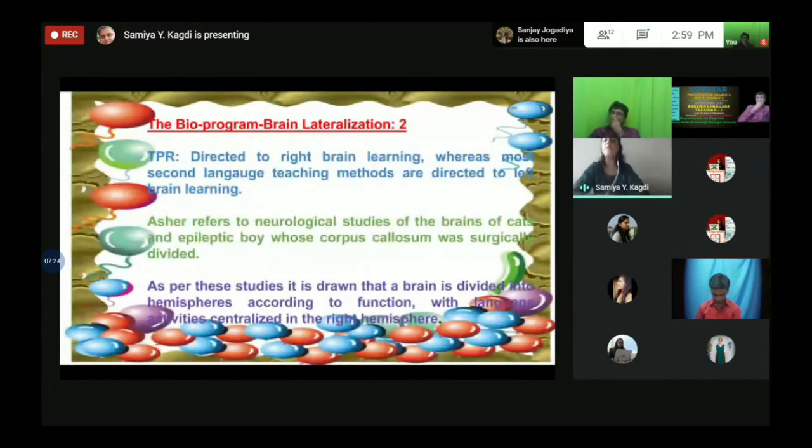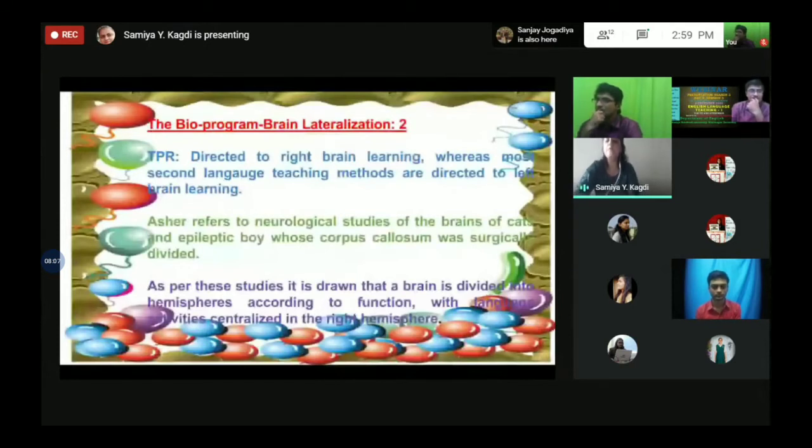Asher refers to neurological studies of the brains of cats and epileptic boys. Epilepsy is a kind of abnormal state, a neurological disorder, where some surgeries are also performed to transform that brain into a healthful manner. As per these studies, it is drawn that the brain is divided into hemispheres according to function, with language activities centralized in the right hemisphere.